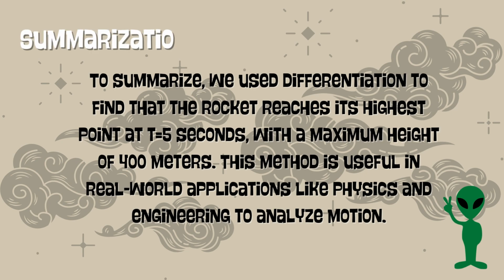To summarize, we use differentiation to find that the rocket reaches its highest point at t equal to 5 seconds, with a maximum height of 400 meters. This method is useful in real-world applications like physics and engineering to analyze motion.